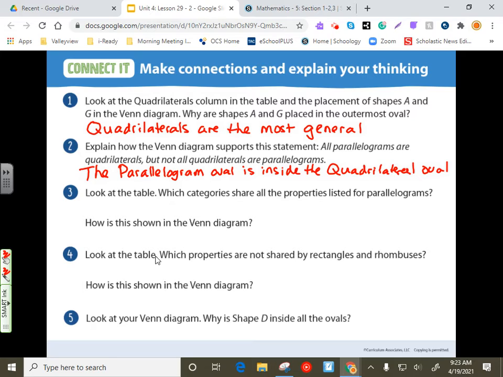Let's look at the table. Which categories share all the properties listed for parallelograms? That would be rectangles, rhombuses, and squares. And you can just simply look at the column for parallelograms. It has those top 3 checked off or X'd out: 4 sides, 2 pairs of parallel sides, and 2 pairs of sides of equal length. If you look over, rectangles, rhombuses, and squares are the only ones that have all of those with an X in it. And how is this shown in the Venn diagram?